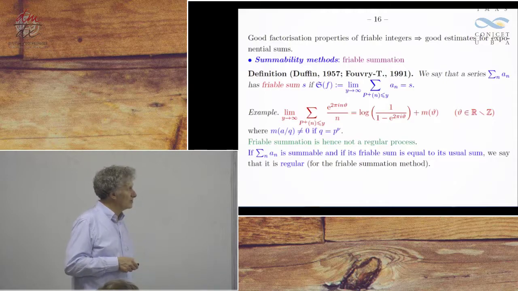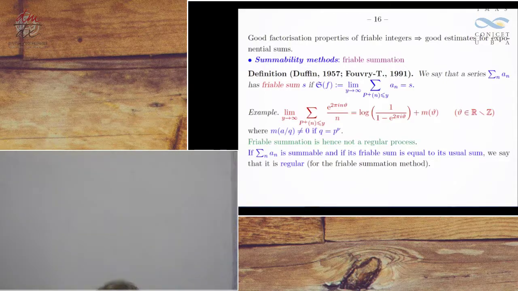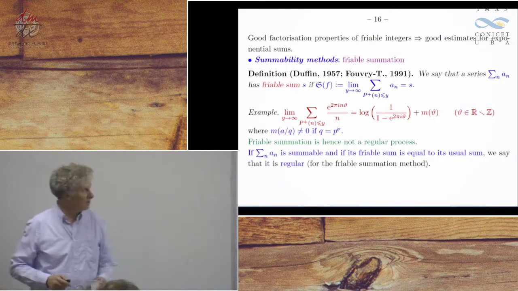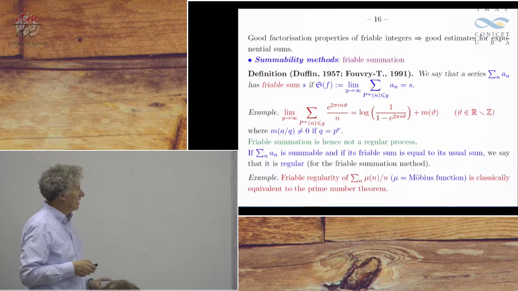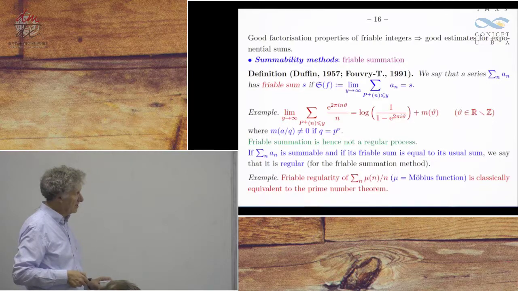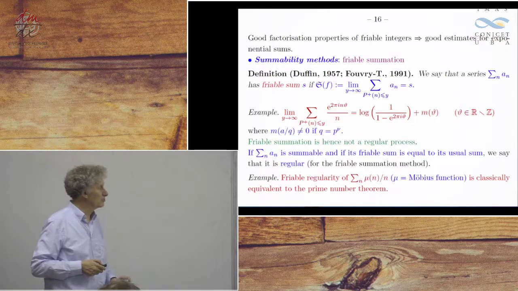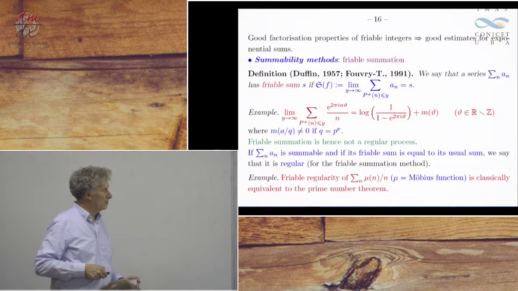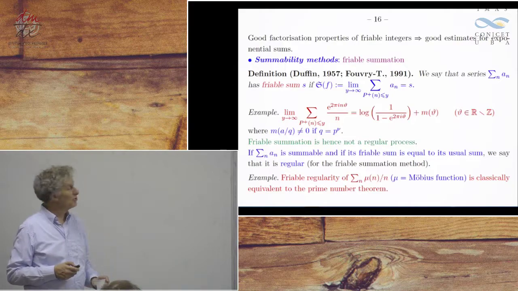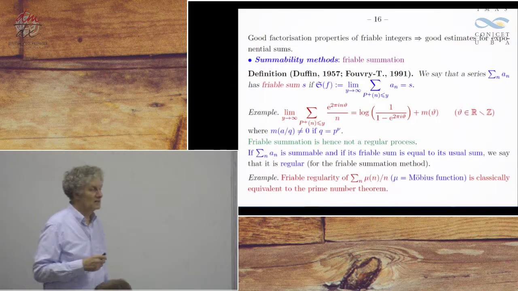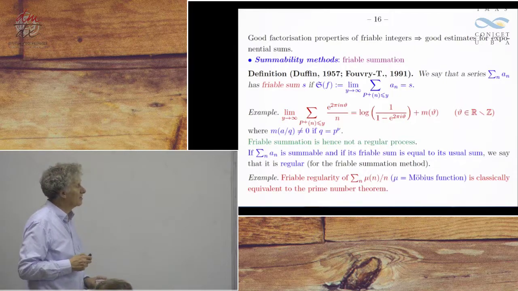If a series is summable, and if both sums are equal, then we say that the series itself is regular. And actually, it can be shown very easily that the friable regularity of the sum of mu(n) over n, which should be equal to 0, where mu is the Möbius function, is equivalent to the prime number theorem. So friable summation, again, is rather central in number theory.